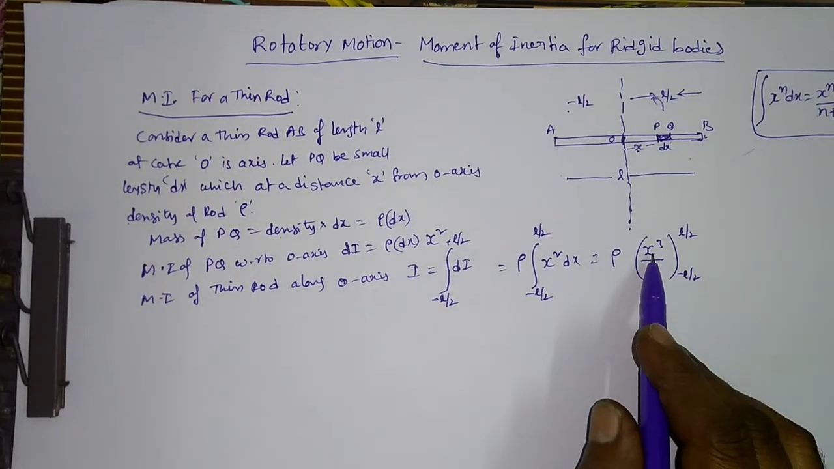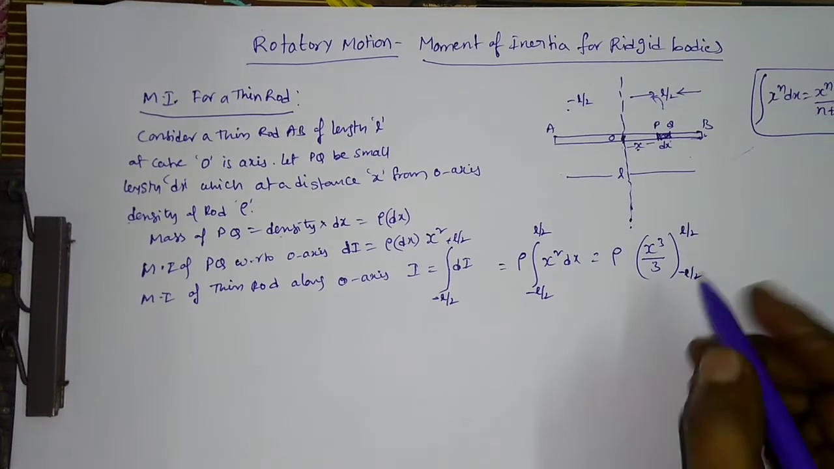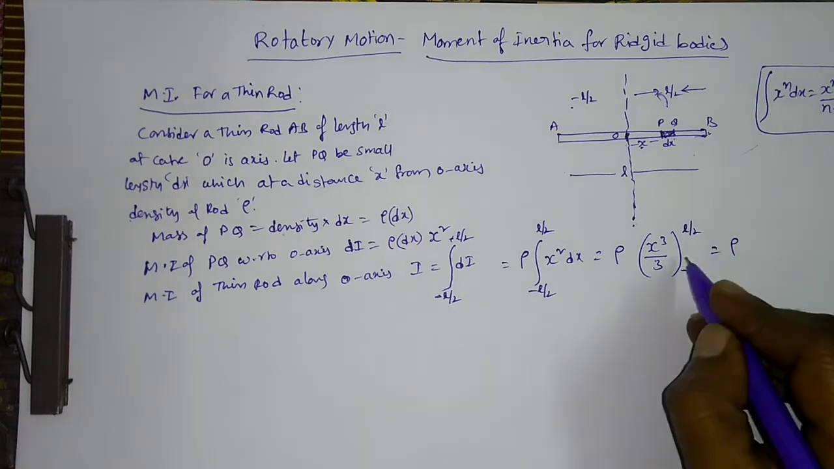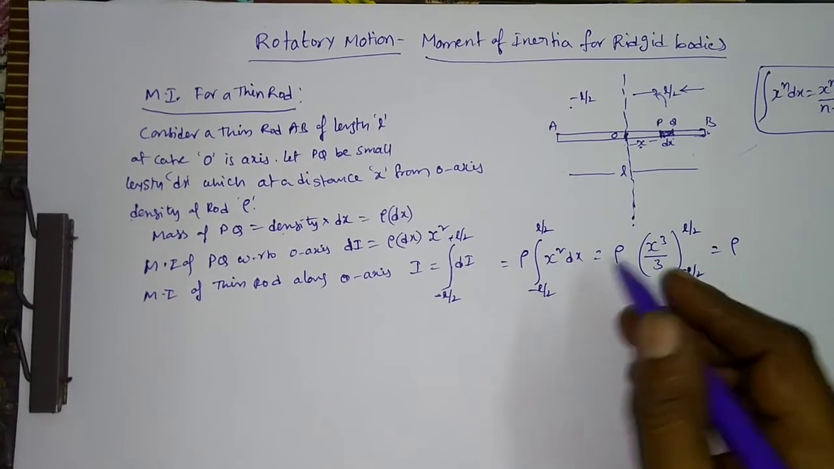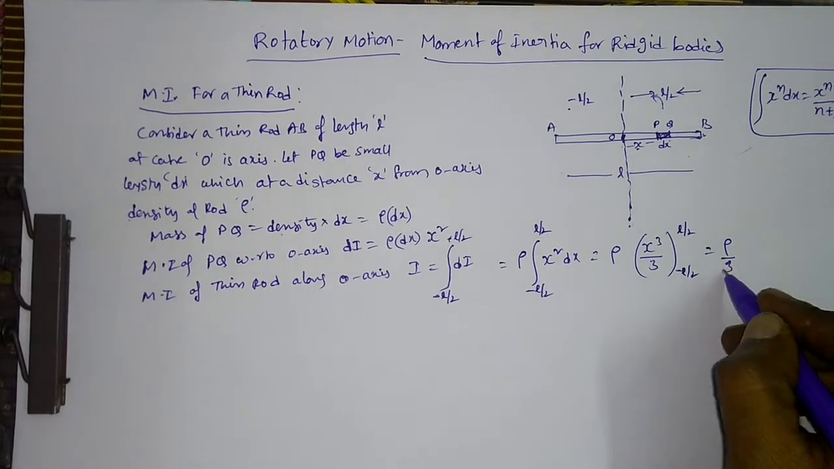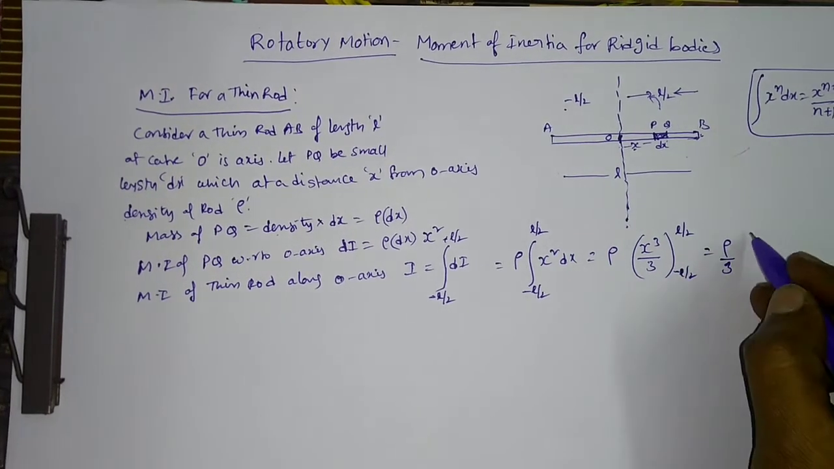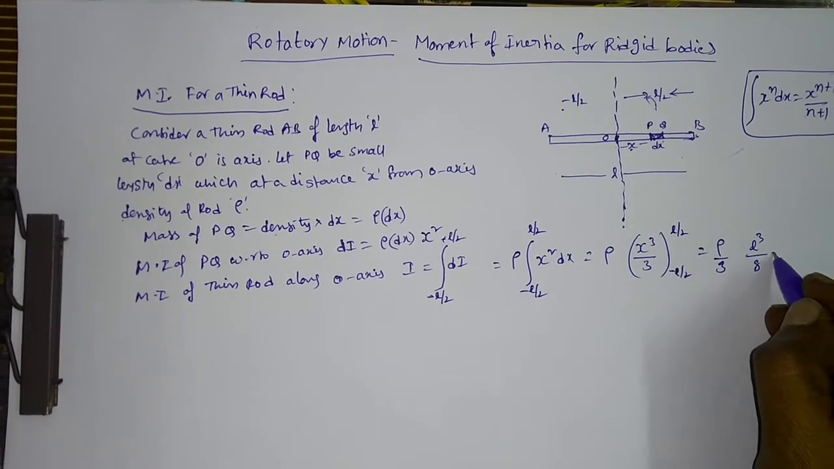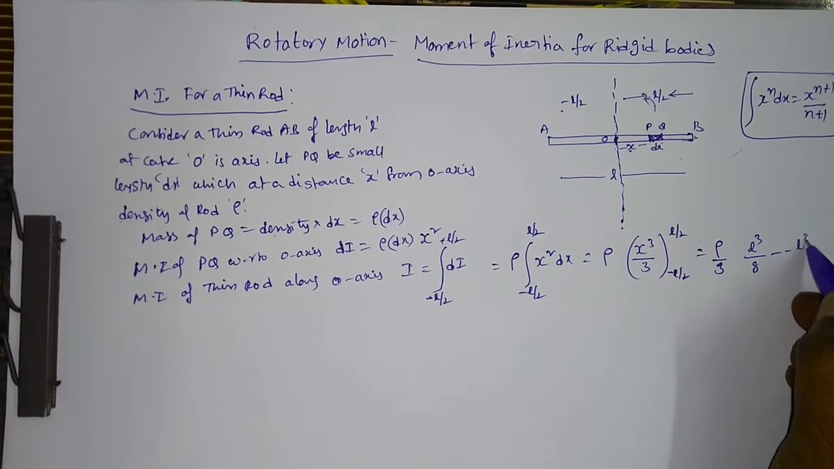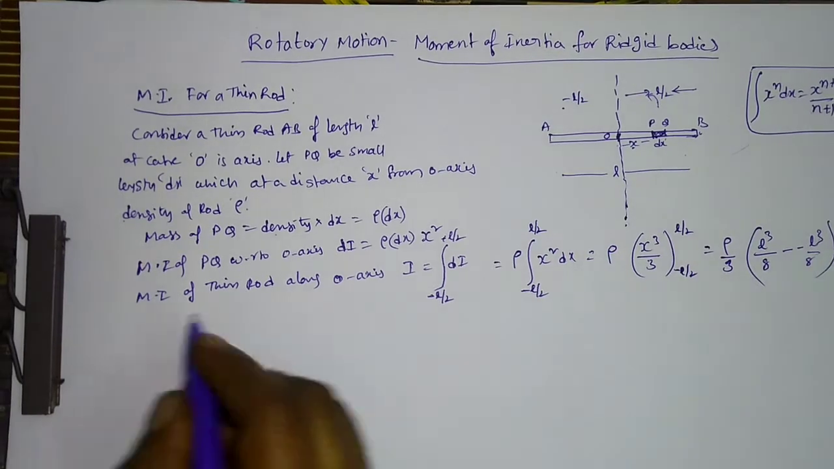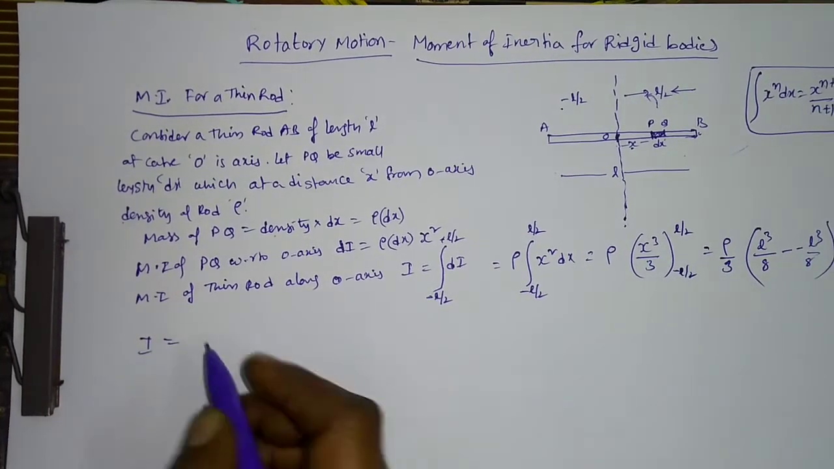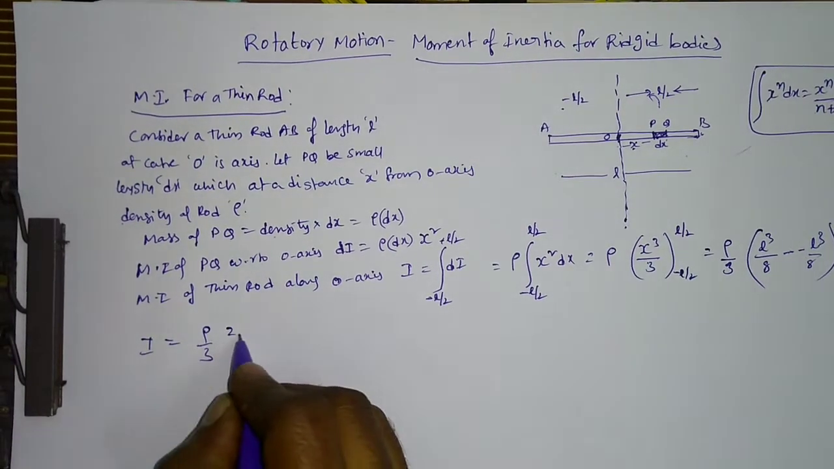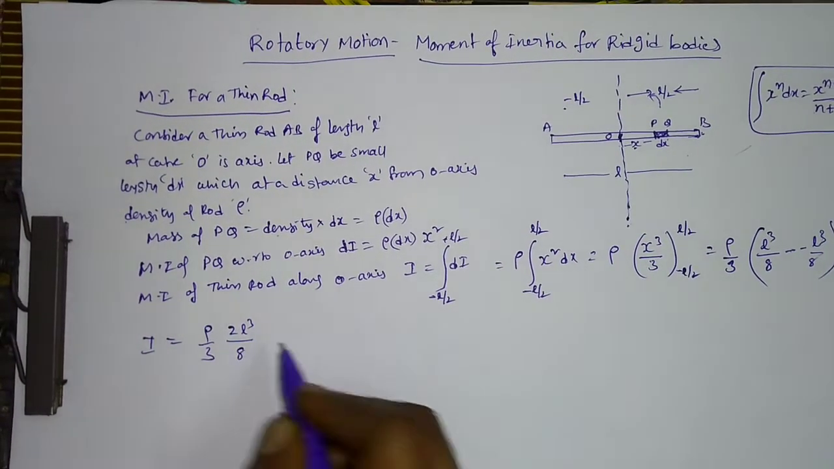Now in place of x, you can put the limit values. Then you will get rho into, keeping the 3 outside, better to keep 3 outside, L cube by 2 cube, that is 8, minus minus L cube by 8. Now you will get moment of inertia I is equal to rho by 3 into minus into minus plus, that is 2L cube by 8.